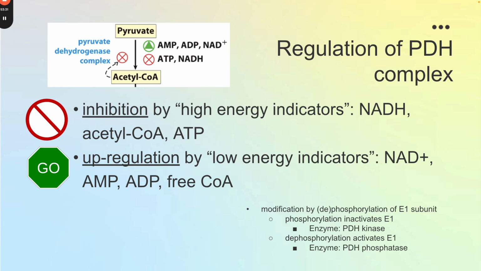On the other hand, if we don't have enough acetyl-CoA, some molecules like NAD+, AMP, ADP, and free CoA can help upregulate the synthesis of acetyl-CoA and just drive more production of it through the PDH complex. Another thing is that we can do some modifications with enzymes.